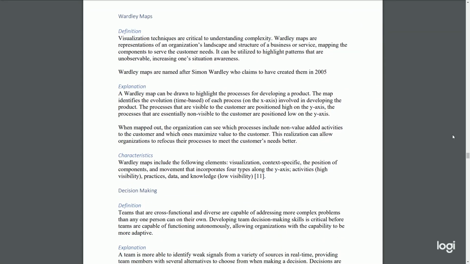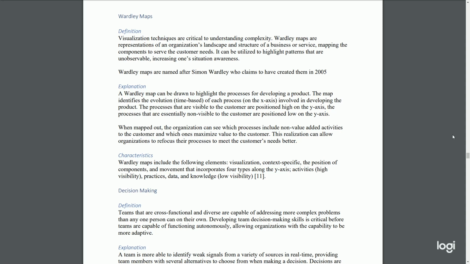Wardley Maps. Definition. Visualization techniques are critical to understanding complexity. Wardley maps are representations of an organization's landscape and structure of a business or service, mapping the components to serve the customer's needs. It can be utilized to highlight patterns that are unobservable, increasing one's situation awareness. Wardley maps are named after Simon Wardley, who claims to have created them in 2005.